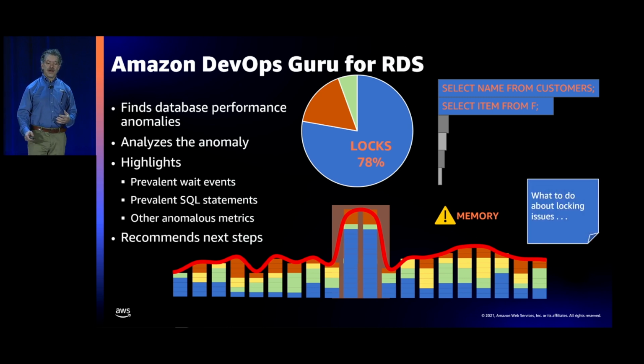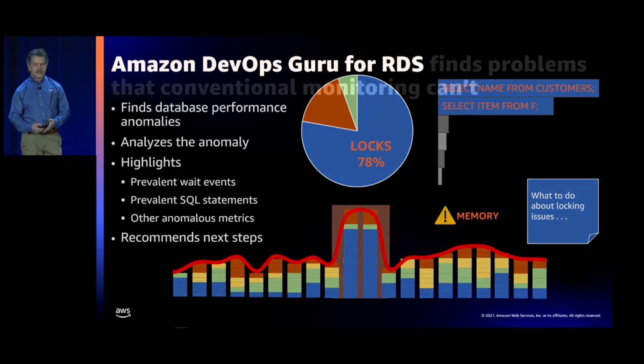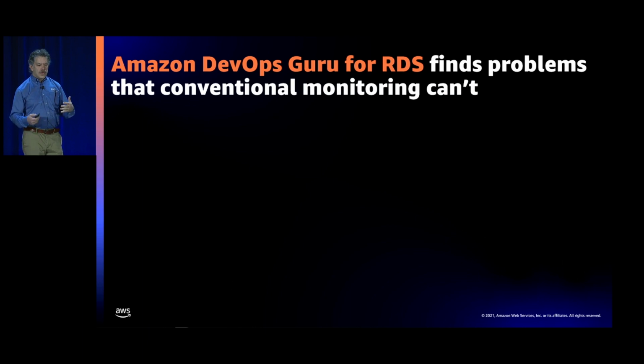Finally, DevOps Guru for RDS suggests what you can do next to address the issue. So it's analyzing all of these things, breaking them down, providing context around the nature of the anomaly that's occurring in your database, and then telling you what you might be able to do next to solve that issue. Let's take another moment to highlight a few things about this new capability that we think make it particularly useful for developers and database folks.